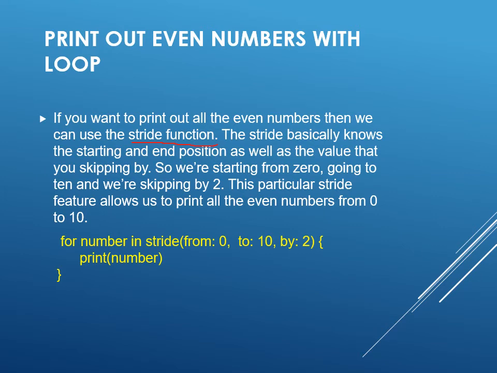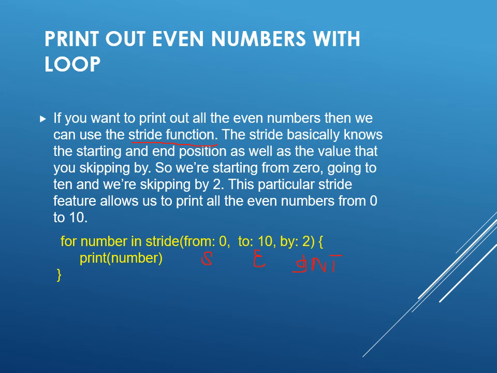So let's check the code: for number in stride. From means the number will start from 0, to means the number will end at 10, and the interval will be 2, which means it will print 2. So first of all it will print 2, then 4, then 6, then 8 and up to 10.